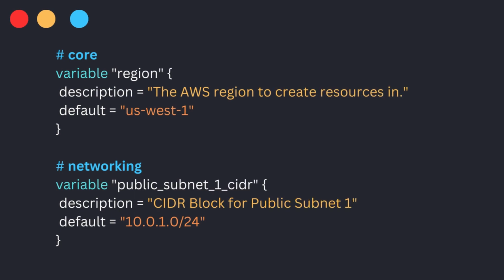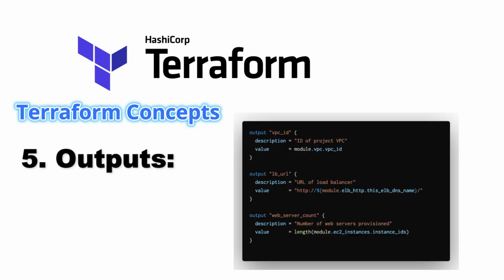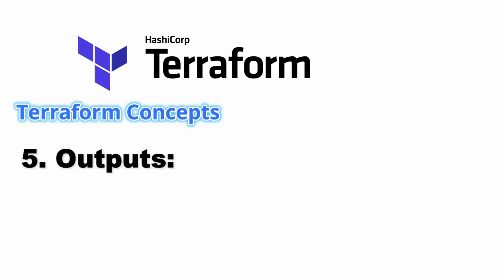Variables. Variables are used to pass values to Terraform configurations. Variables can be defined in a separate file or in the same file as a Terraform configuration. Outputs. Outputs are the values that are generated by a Terraform configuration. Outputs can be used in other Terraform configurations or as an input to other tools.